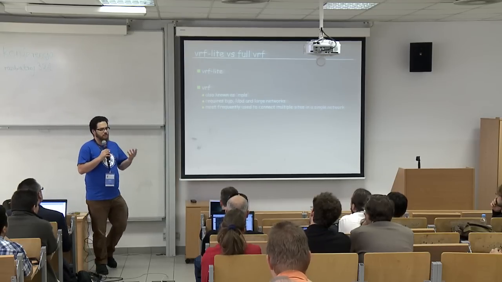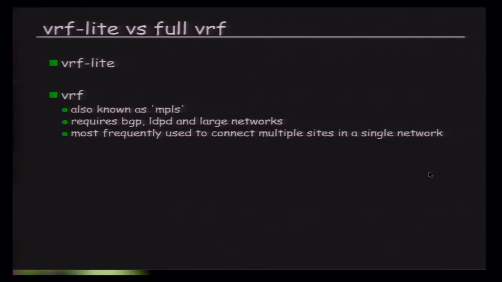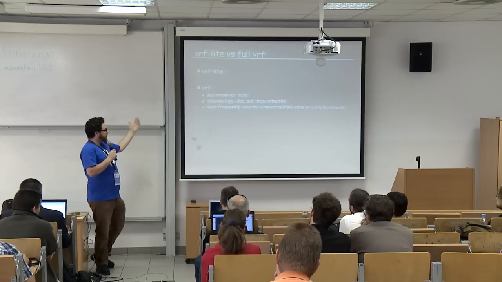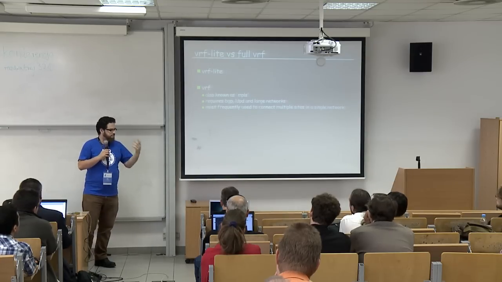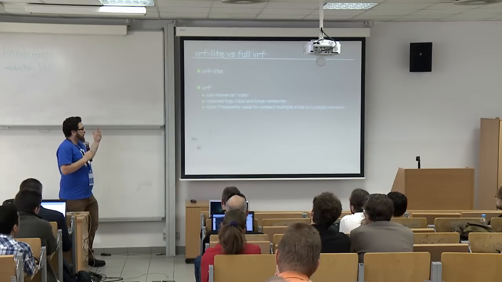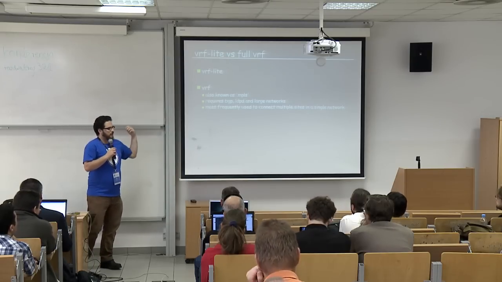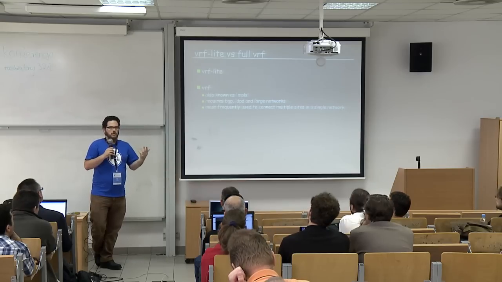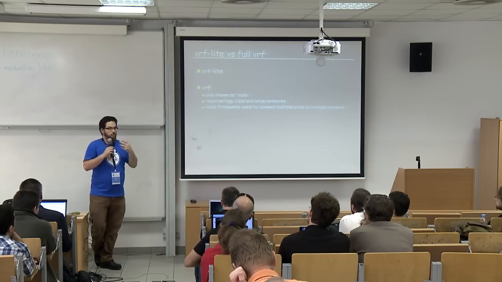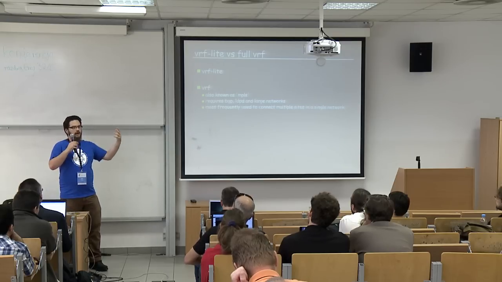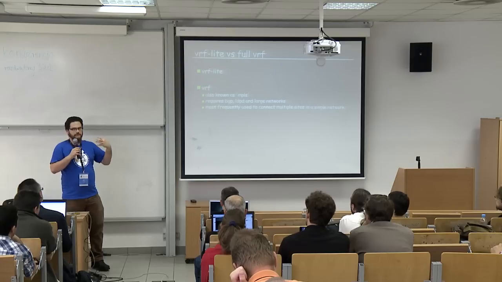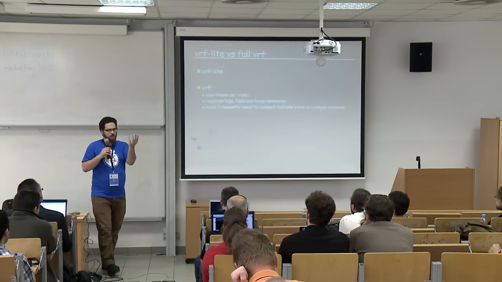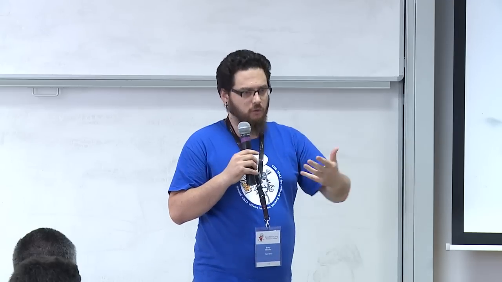And then you have full VRF. This is fairly commonly known as MPLS. Basically, this is for large enterprises with many sites connecting all together, and it uses BGP and LDP, which I will explain in a few minutes. A good example of VRF and MPLS would be Deutsche Telekom. They have hundreds and thousands of locations all over the world, and they want to have a single network within their organization, but they don't want to advertise this network over the wide internet.